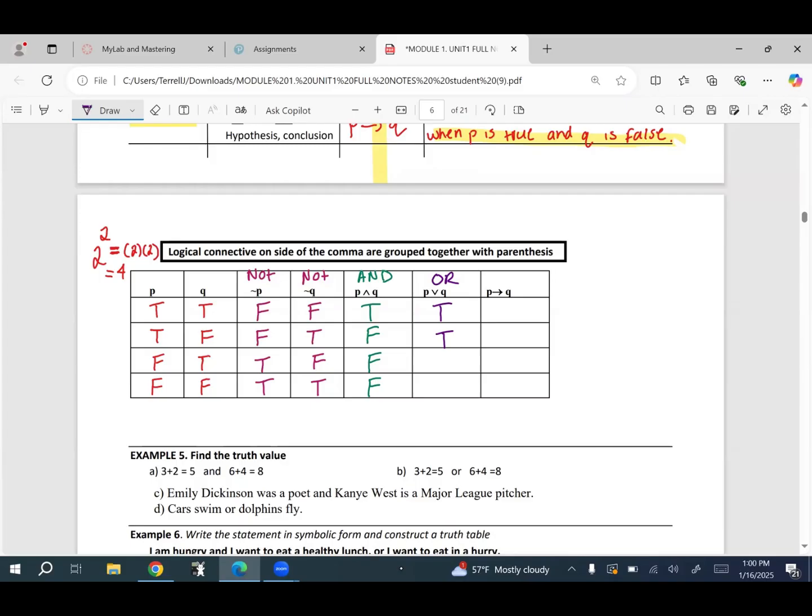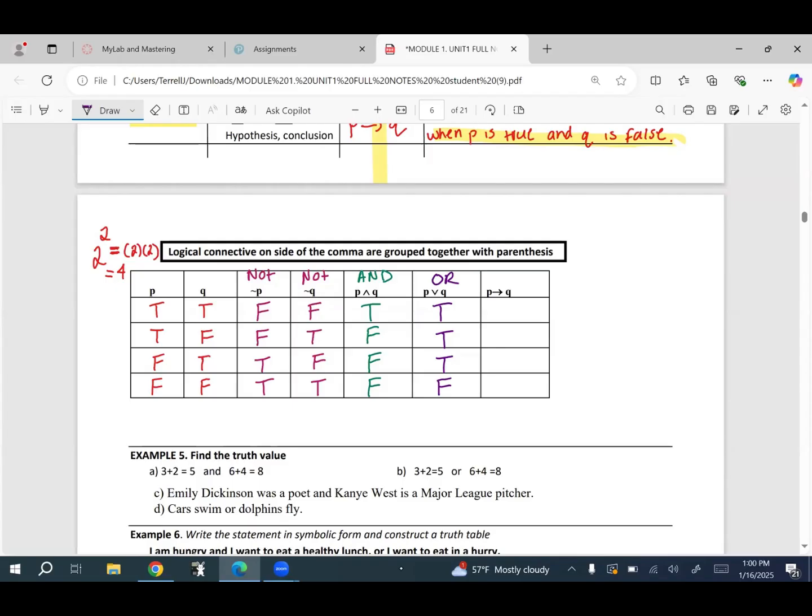P is false and Q is true. So P or Q is true. Good. Last one. P is false and Q is false. So P or Q is... very good, false. So for ors, it's a lot looser. It's not as strict as the and.